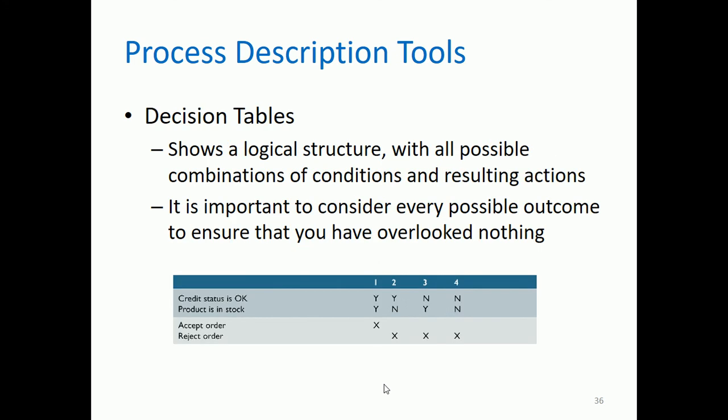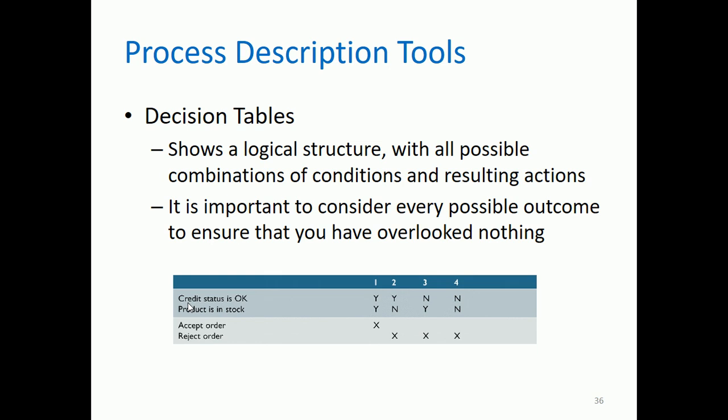Okay, another one is decision tables. A decision table shows a logical structure with all possible combinations of conditions and resulting actions. It is important to consider every possible outcome to ensure that you have overlooked nothing. For decision tables, I don't know if you're familiar with your digital electronics, if you can remember constructing a truth table and how to construct it.